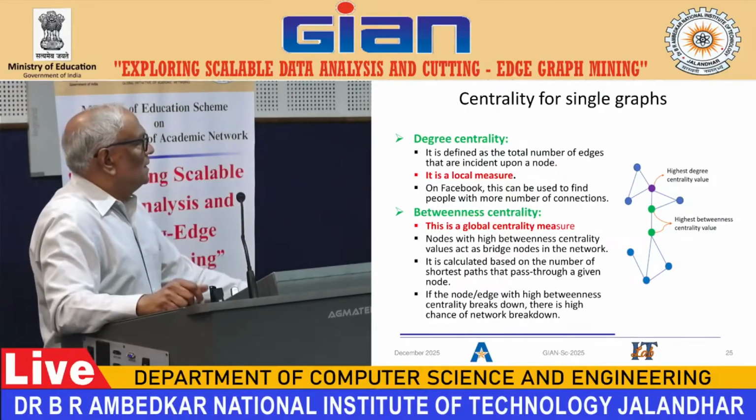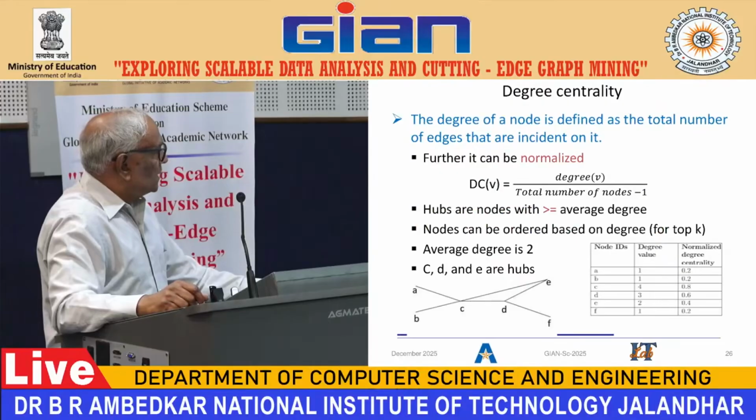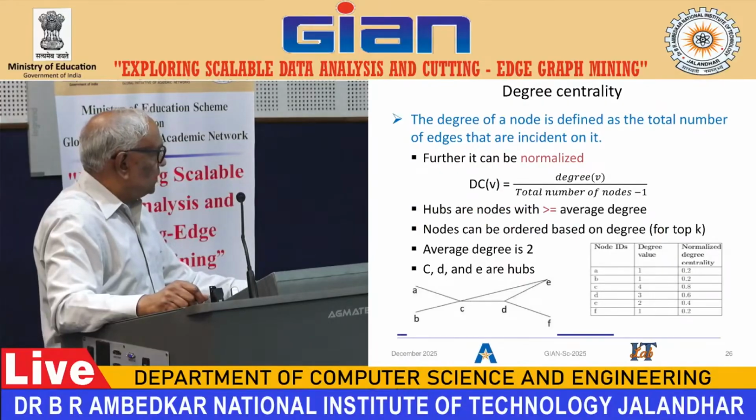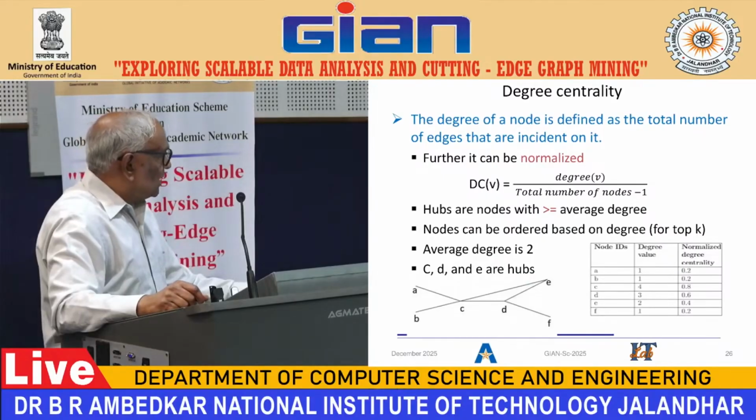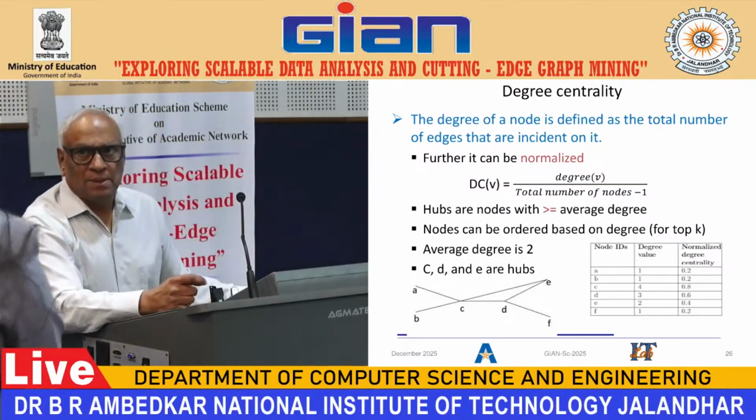So here is a detailed example for this graph, how you compute it. For example, there are 6 nodes, A, B, C, D, E, F. Degree of A is 1, degree of B is 1, degree of C is 4, so on and so forth. So the average is 2. So nodes C, D and E are degree hubs.